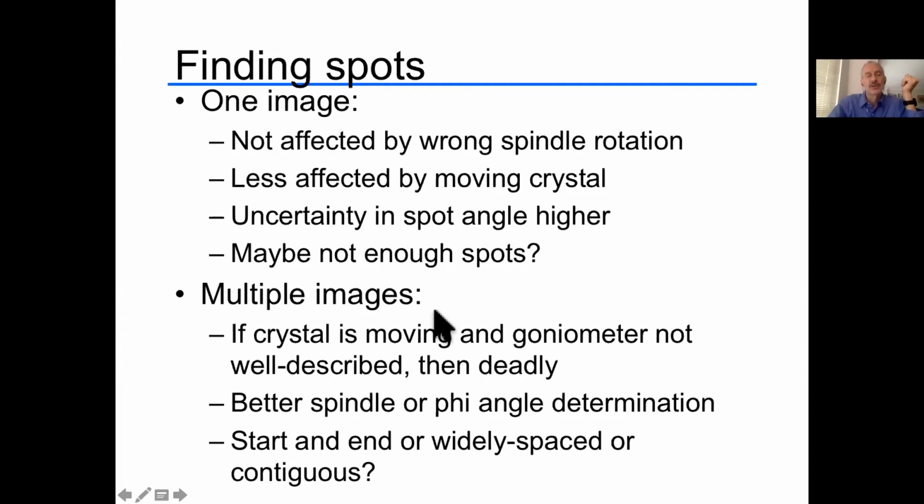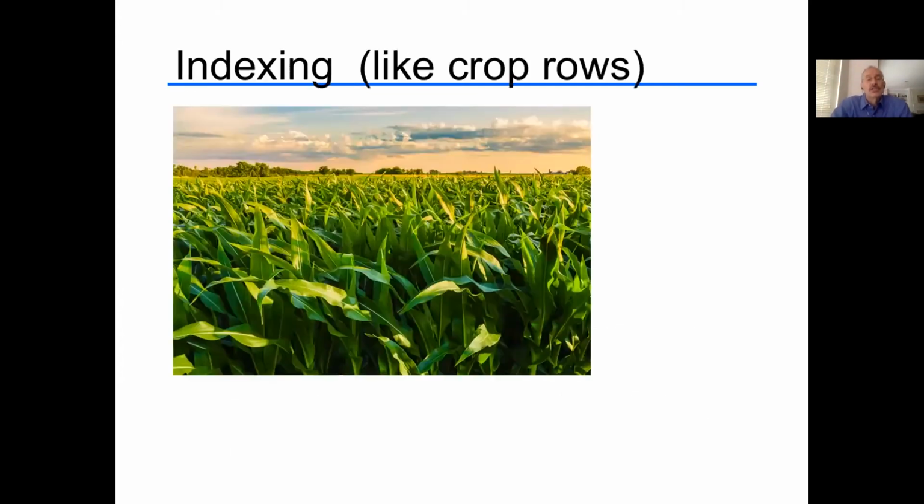With multiple images, it overcomes some things. You can have more spots, but if the crystal's moving or the goniometer is not well described, then you actually have a crystal orientation different among these images, and you'll get a better phi spindle or phi angle determination. And even with multiple images, do you use 5 images at the beginning, 5 images at the end, or do you do 10 images at the beginning, or you do all the images, and so on? These are decisions that you can change after you've collected the data if you have problems.